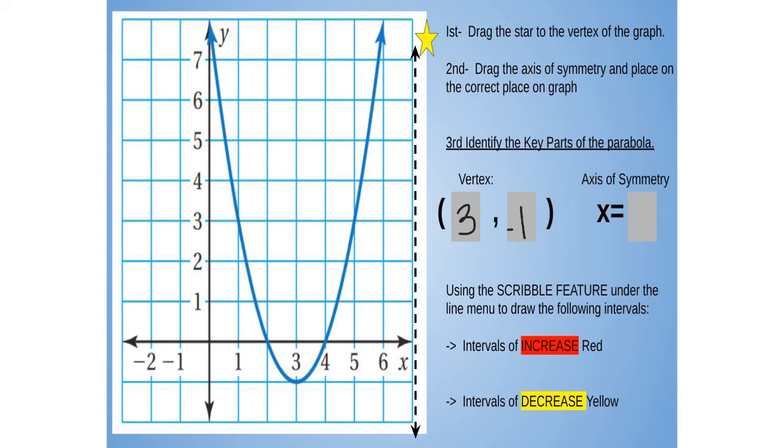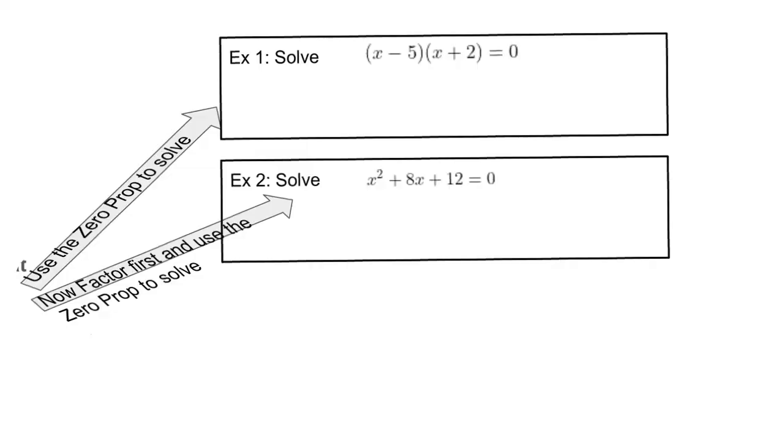Yep. And the axis of symmetry. Good. Increasing. Very good. And the decreasing. Good. And it's a positive quadratic, positive parabola. So now we've got to do just a little bit of math.